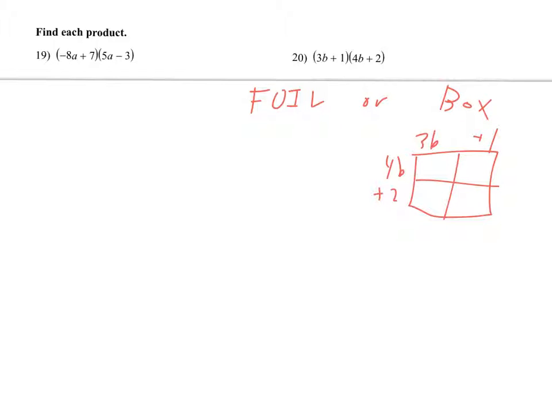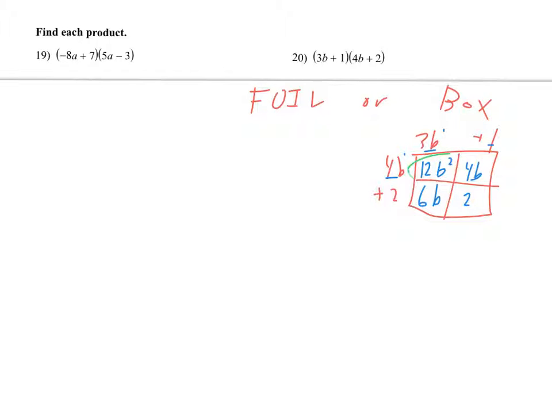And I multiply now to fill out the box. So I have 4b times 3b would be 12b to the second power, since we add those exponents. 4b times 1 is going to give me just 4b. 3b times 2 will give me 6b. And 2 times 1 will give me 2. Now I'm just going to combine like terms to leave the box and write my final answer.